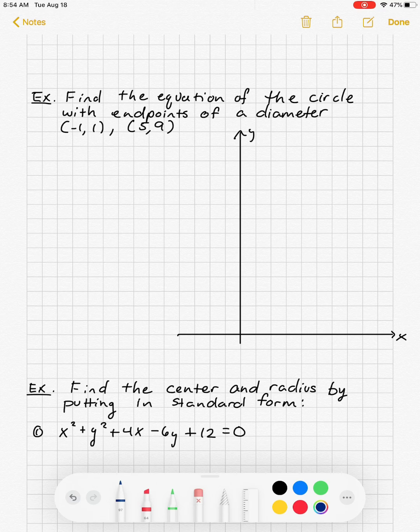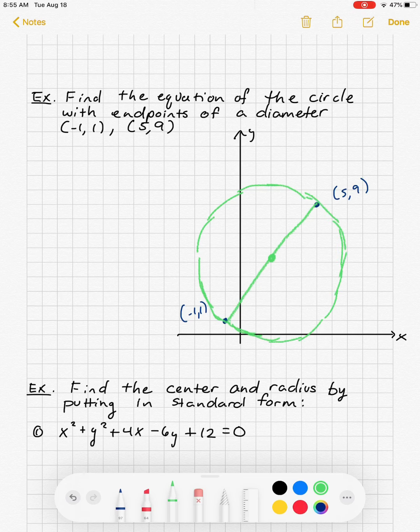Find the equation of the circle with endpoints of a diameter (-1, 1) and (5, 9). Should I plot the points? Negative 1, 1, right there. This is going to be kind of interesting to graph, but those are the endpoints. That means the diameter is like this, so here's the center. Then the circle, I'm going to do a terrible job drawing this, but it's something like this. It's a rough sketch.